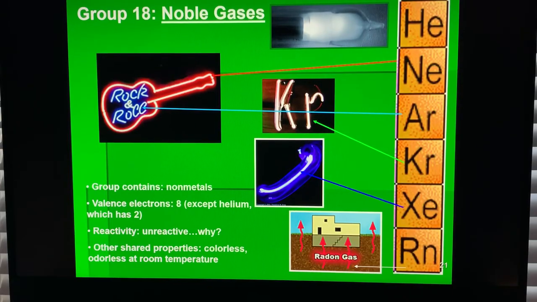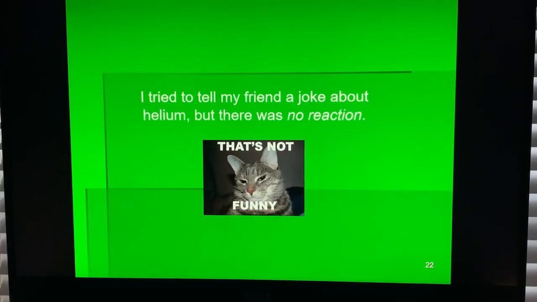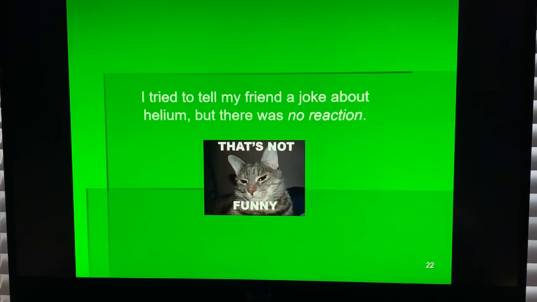So they sell these things called radon detectors, which if radon gas is detected, they turn on a fan, which totally exchanges the air in the basement and makes it safe. This is a perfect pun for noble gases. And I bet you feel like that cat right now.